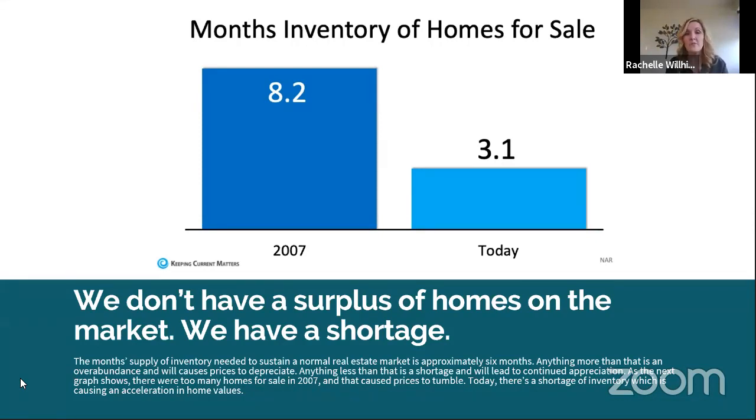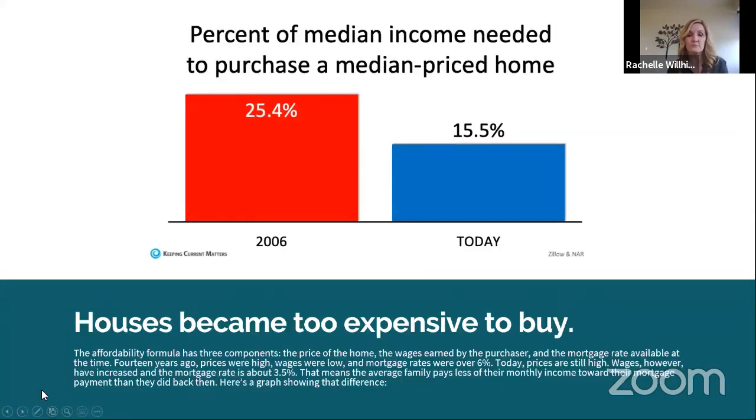This is a simple graph you could probably do or replicate and have a conversation about just by taking this idea that Keeping Current Matters put together in this slide. As the next graph shows, there were too many homes for sale in 2007, which caused the prices to tumble. And today there's a shortage. And that will probably bode very well when you look at the other graphs as well.